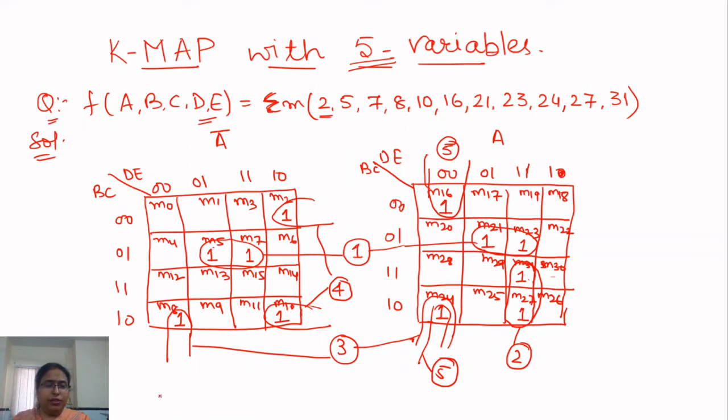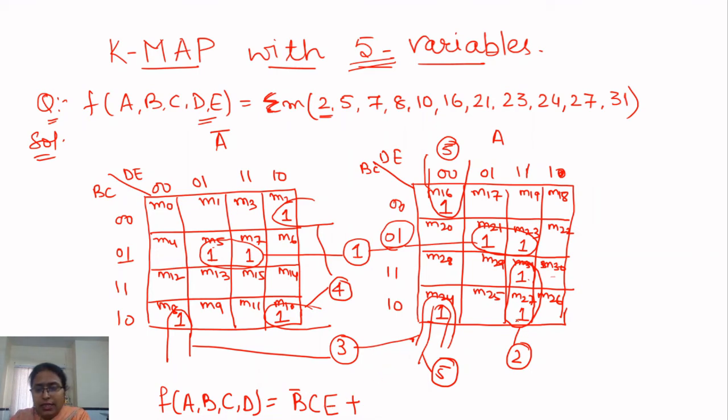So now write the reduced form as you do. From the first quad, write the common ones. In the first map, A bar is there. In the second map, it is A. So A is not common. In the first map, it is B 0 1. Here it is also B 0 1. So B bar C is common. C is there. But D is varying from 0 to 1. We can't take it. But E is there, 1 to 1. So E is there. So in the quad, it is B bar C E.